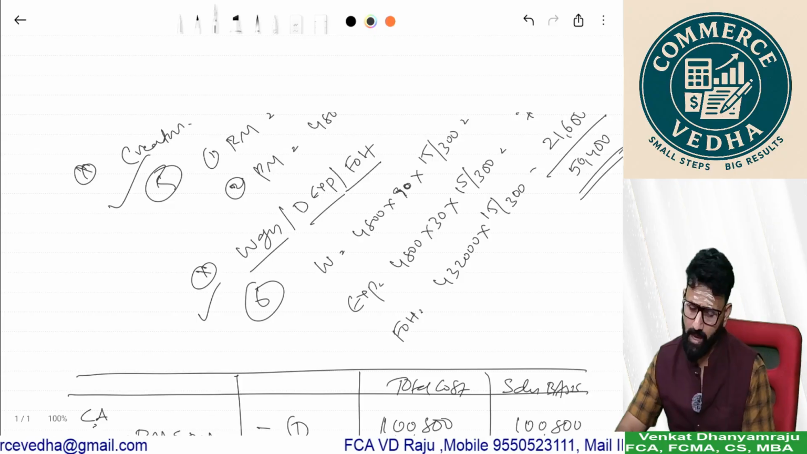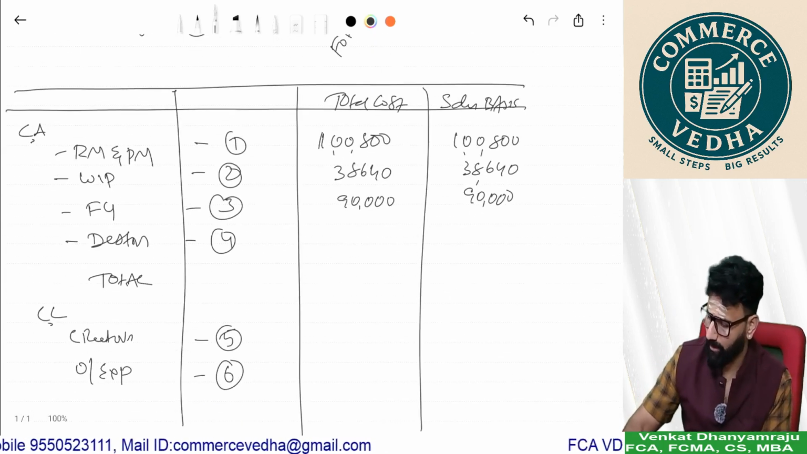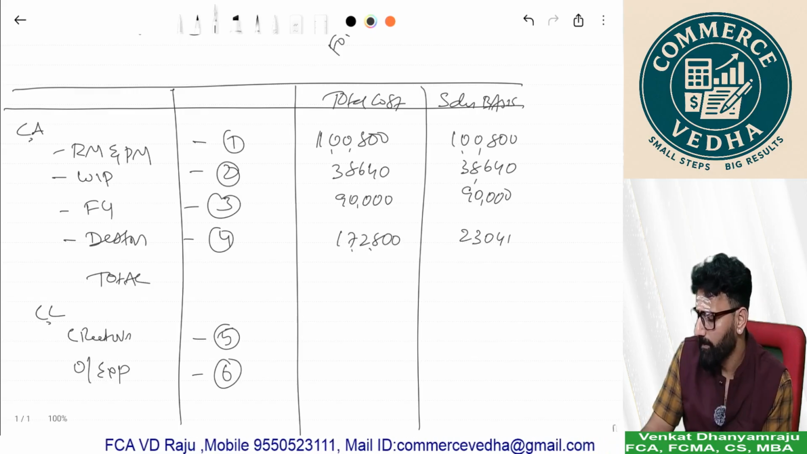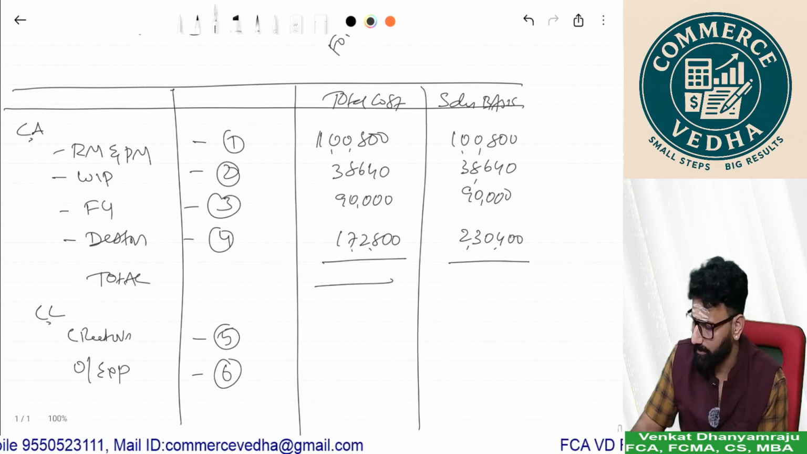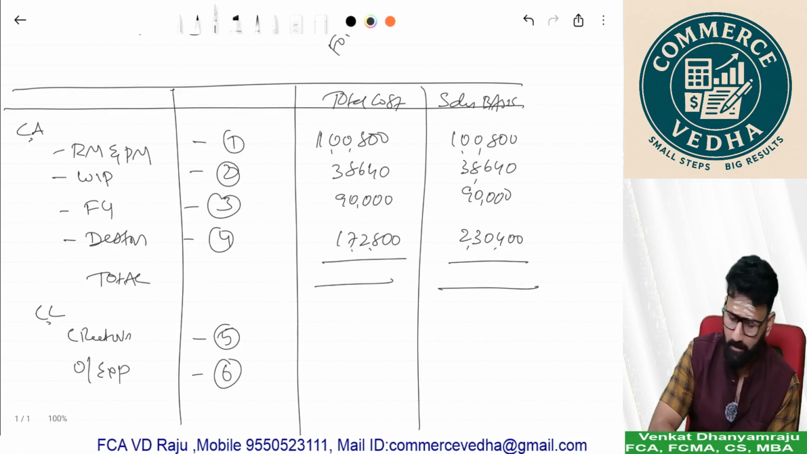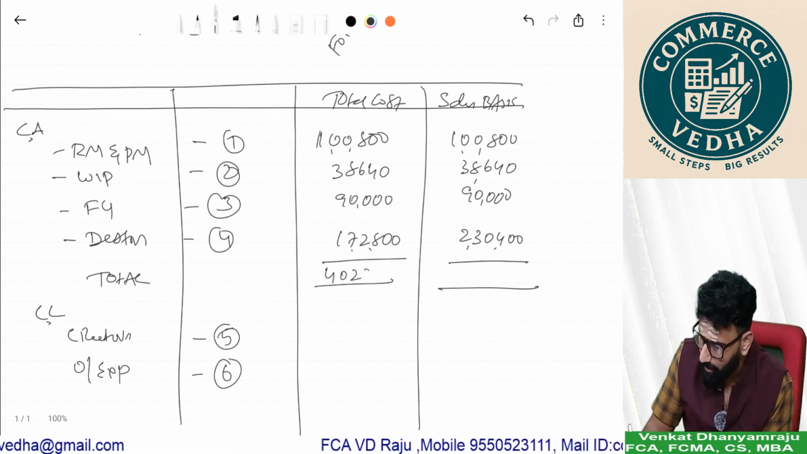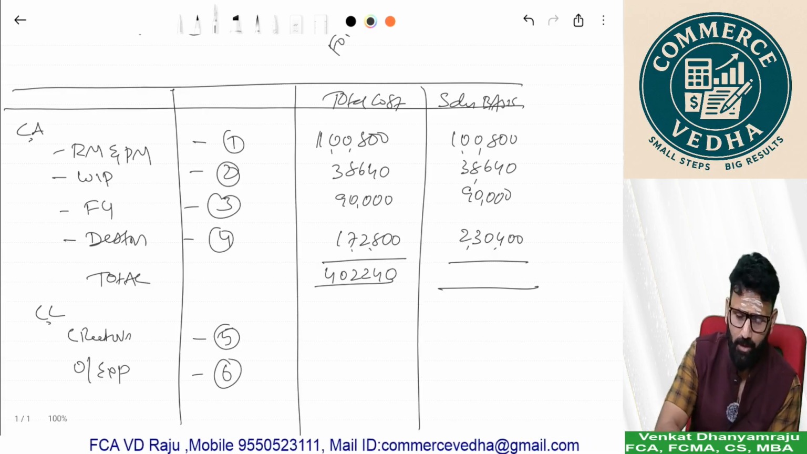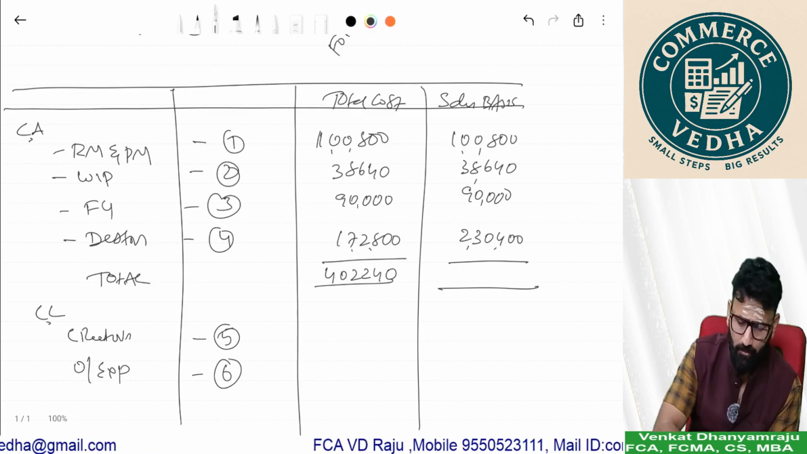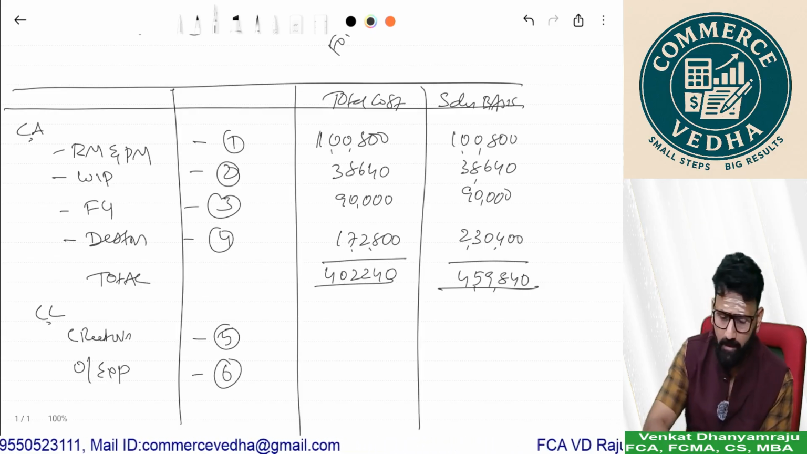Then debtors, here's the catch. Debtors, total cost 172,800. Sale price 2,30,400. So now I finished my assets. 100,800 plus 38,640 plus 90,000 plus 172,800 is 4,02,240. Here 100,800 plus 38,640 plus 90,000 plus 230,400 is 4,59,840.